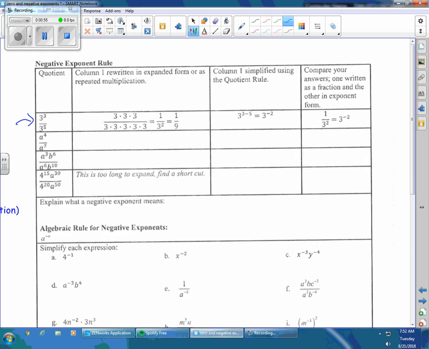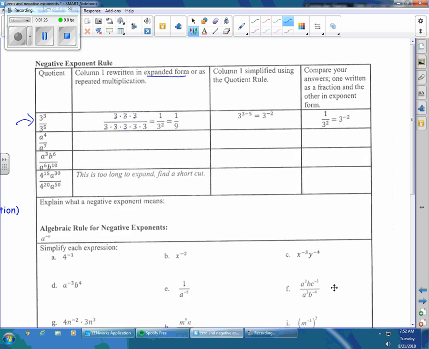So I've got 3 to the 3rd power divided by 3 to the 5th power. And if you remember when you did Lesson 2B, dividing exponential terms, we learned that it's a division problem. So when you have the same base in the numerator and the denominator, they end up canceling themselves out. So in column 1, we rewrote it in an expanded form. So in the numerator, I've got 3 multiplied by itself 3 times. In the denominator, I've got 3 multiplied by itself 5 times.